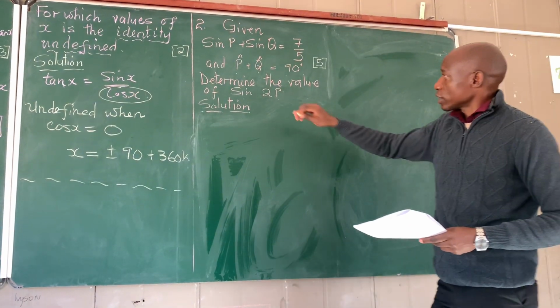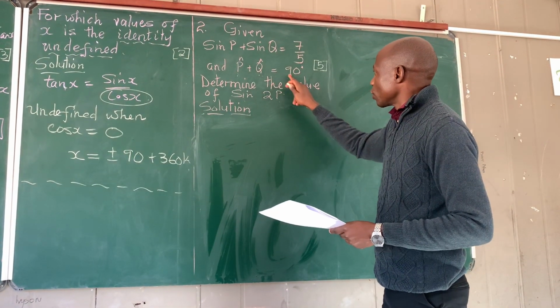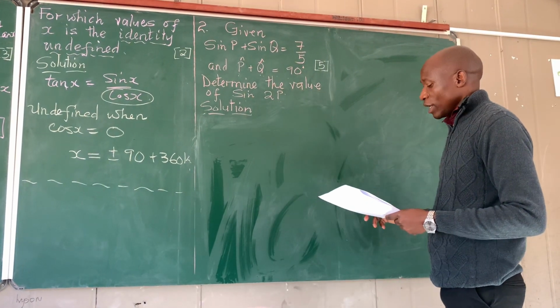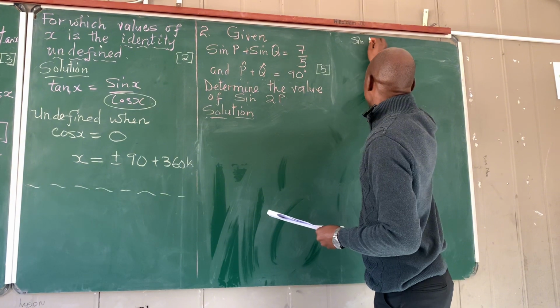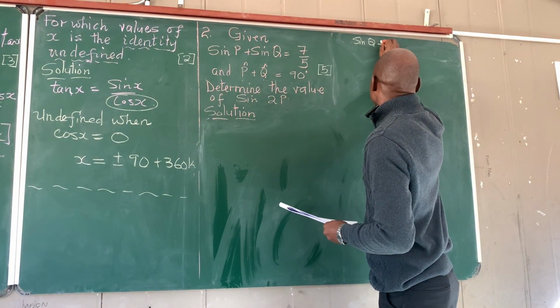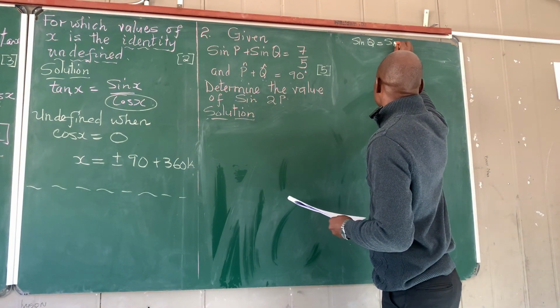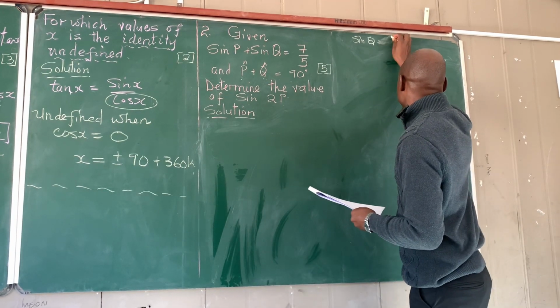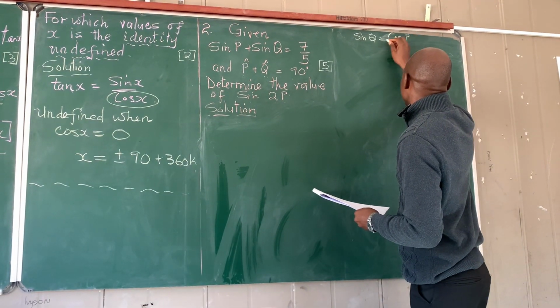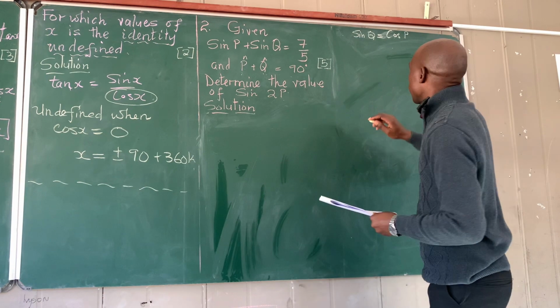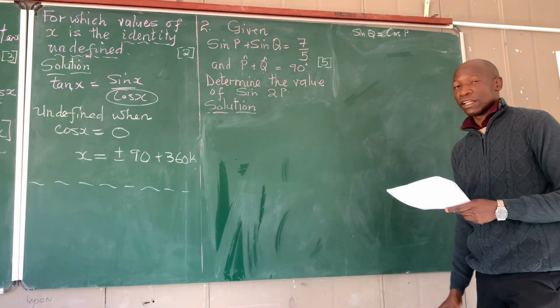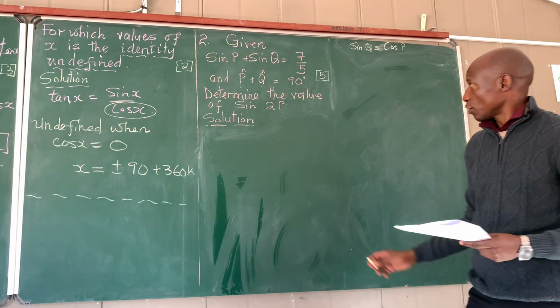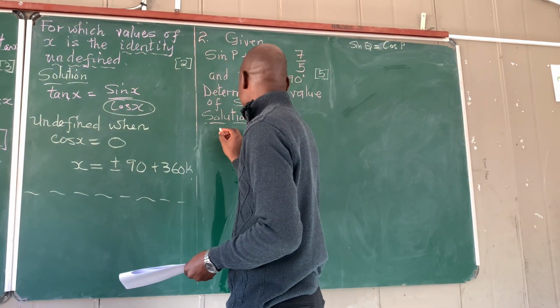Now, if you take note, p plus q is equal to 90 degrees. It means that the sine of q is equal to the cosine of p. This is by co-functions, because these two add up to 90 degrees. Now, in order to proceed, we will consider it as follows.